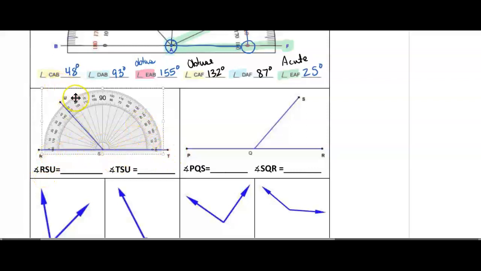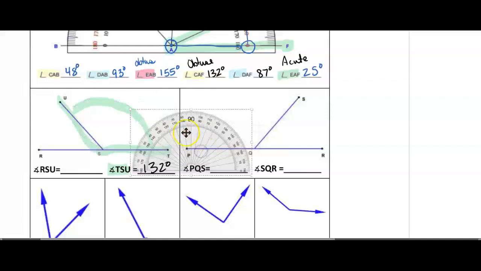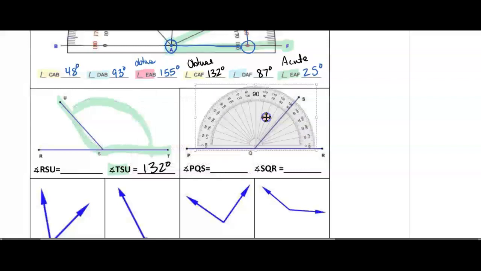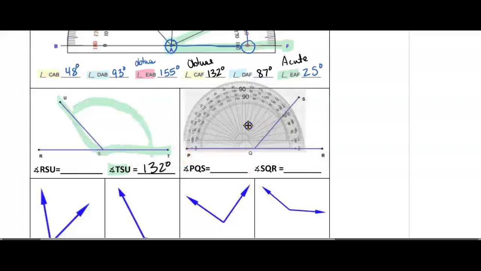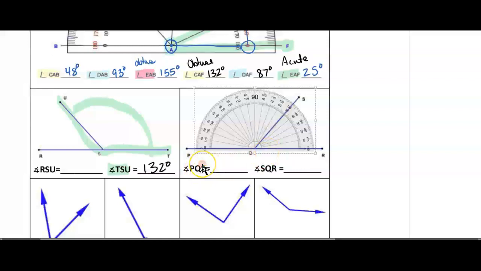for TSU. For TSU, okay, that means I'm starting at 0 on the inner scale, and I'm going to read around and get 130, looks like 132 degrees. I can pull this and line this up here. Again, I want to make sure the bottom, the 0, 180, is on at least one of the rays. Okay, and here we'll do PQS.